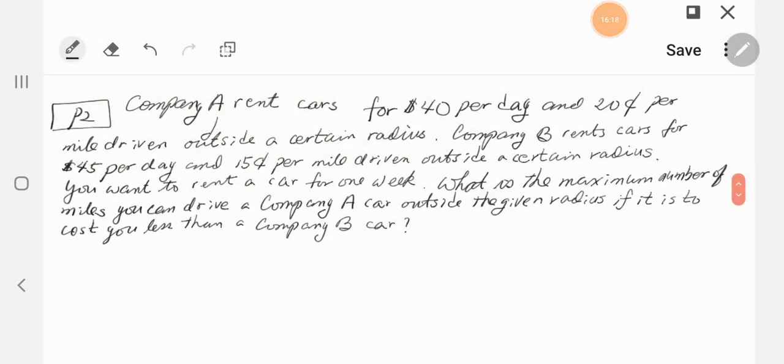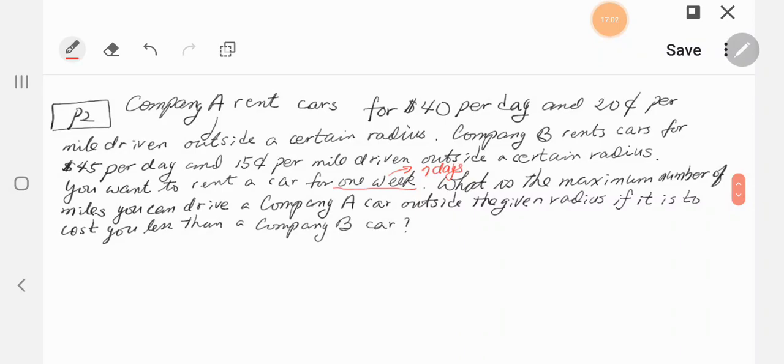Okay, problem 2. When you do this, please pause and then read the question and try to solve it. Company A rents cars for $40 per day, and then 20 cents per mile driven outside a certain radius. Company B rents cars for $45 per day, and if they go outside a certain radius, they charge you 15 cents per mile. So I want to rent a car for 1 week. 1 week is how many days? 7 days, right?